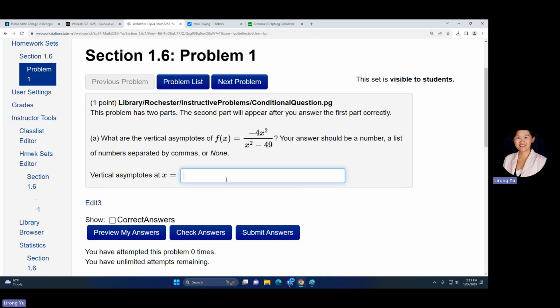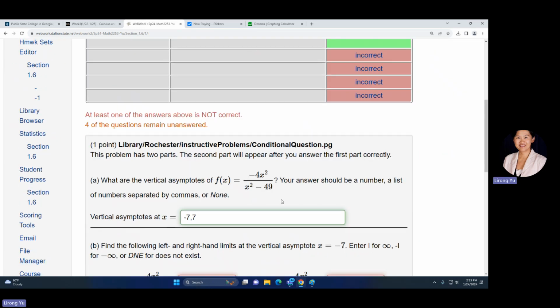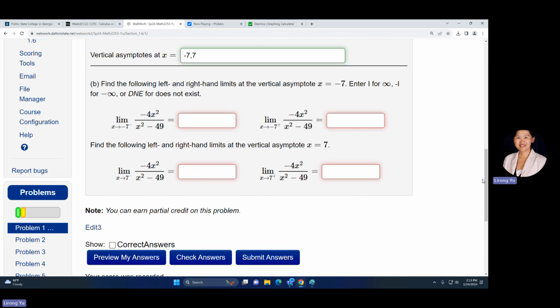So we'll put in negative 7, 7. Right, once you submit it, you see there are a few other questions for the calculation. Let's start asking for the right-hand limit or left-hand limit. Since we got asymptotes, they were supposed to be negative infinity or positive infinity, but we don't know which one it is until we analyze the behavior of the function around 7. So we're going to try to analyze the behavior.